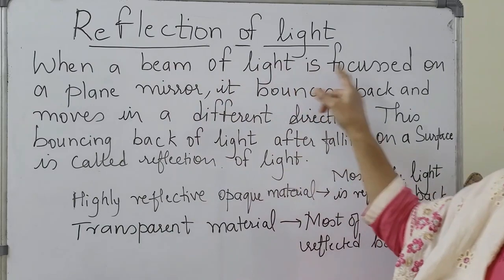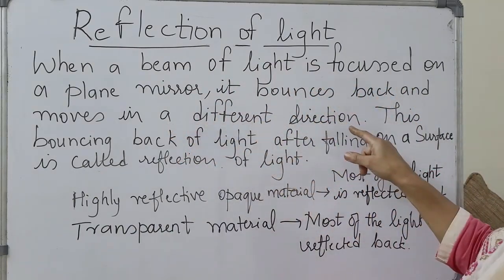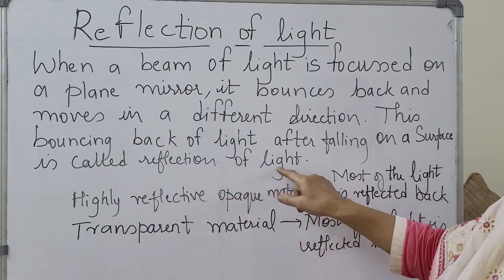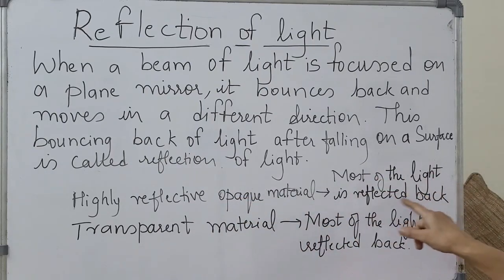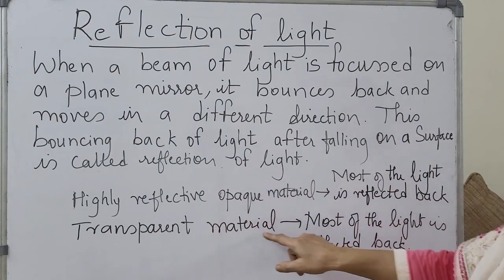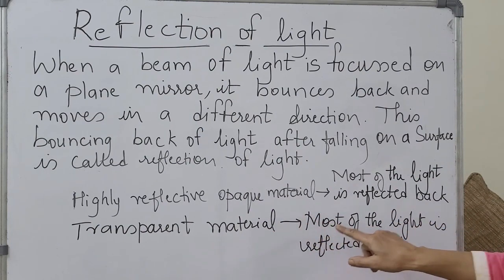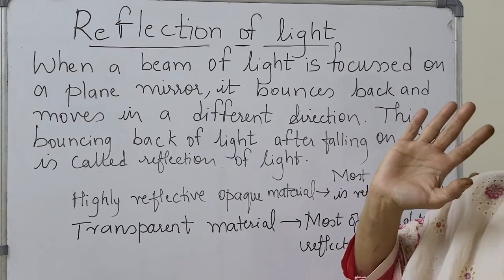So, when a beam of light is focused on a plane mirror, it bounces back and moves in a different direction. The bouncing back of light after falling on the surface is called reflection of light. With highly reflective opaque material, most of the light is reflected back. With transparent material, most of the light just passes through.